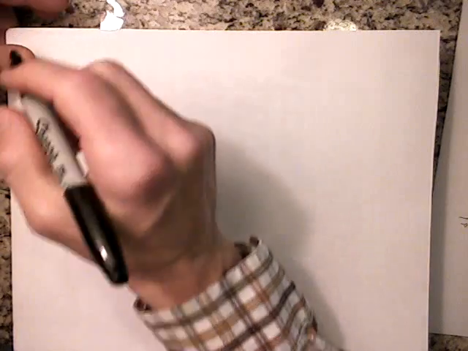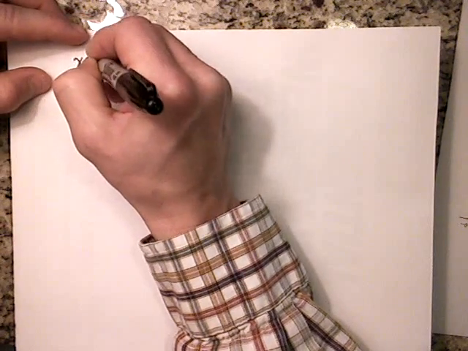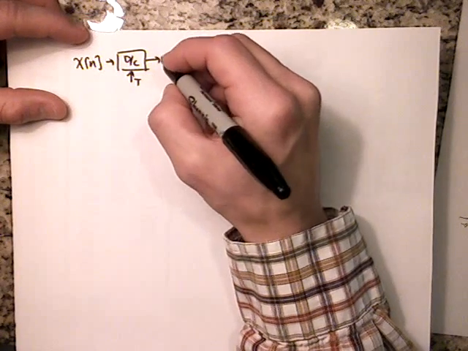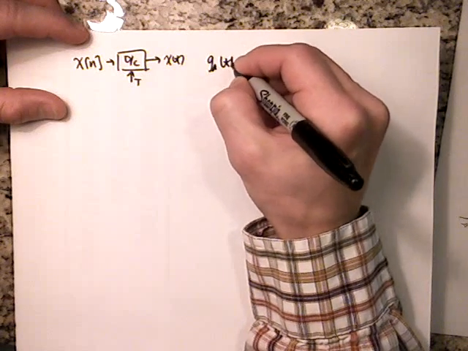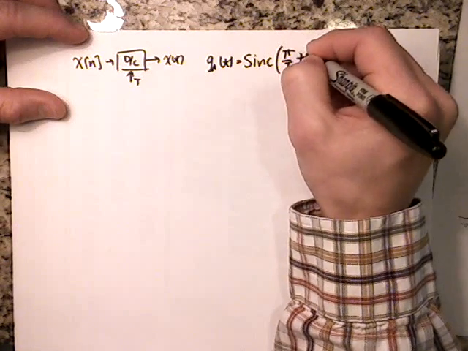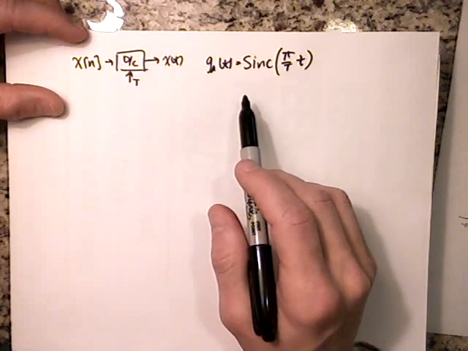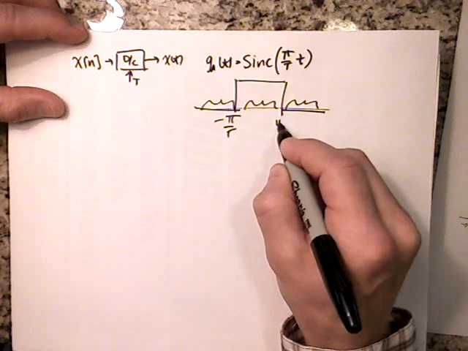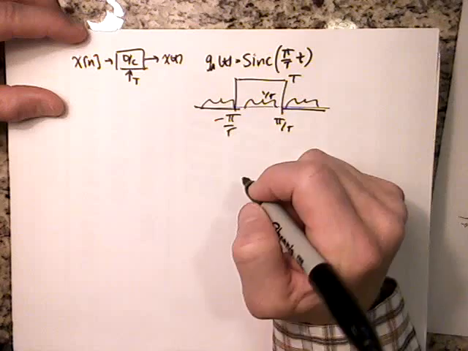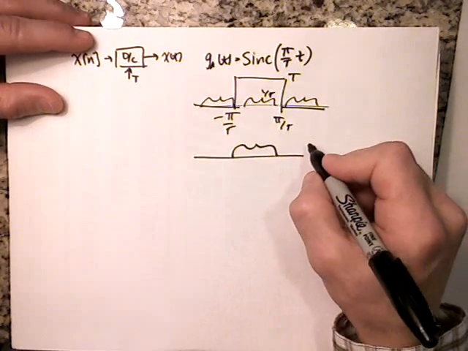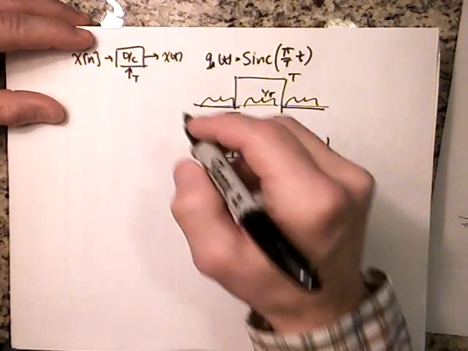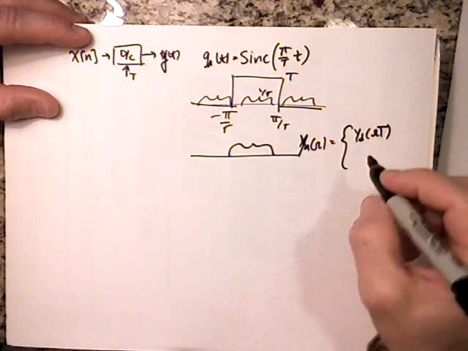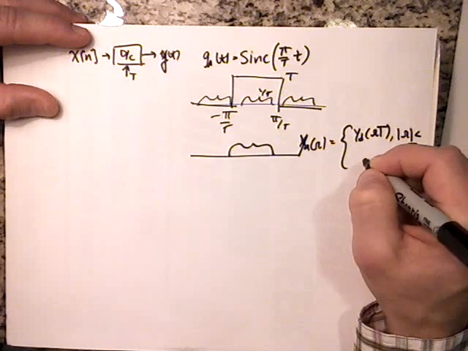Okay, so now let's put all those things together. And recall that if I have x of n going through an ideal D to C converter with rate capital T, then in that case my G_A of omega would be a sinc function, and I'd get perfect rejection of the out-of-band images, and I'd get a gain of capital T to cancel out the gain of 1 over T, and I'd perfectly reconstruct the original signal so that Y_A of omega gives me Y_D of omega T in the range magnitude of omega less than pi over T, and it's 0 otherwise.